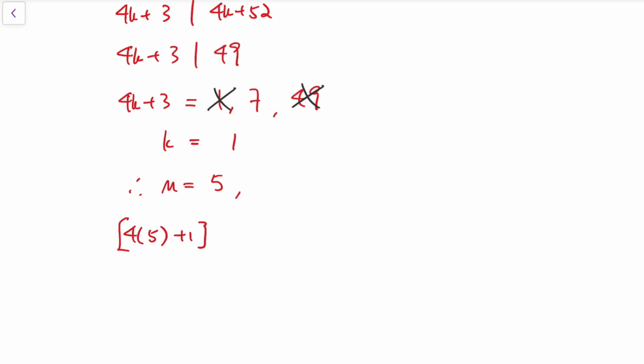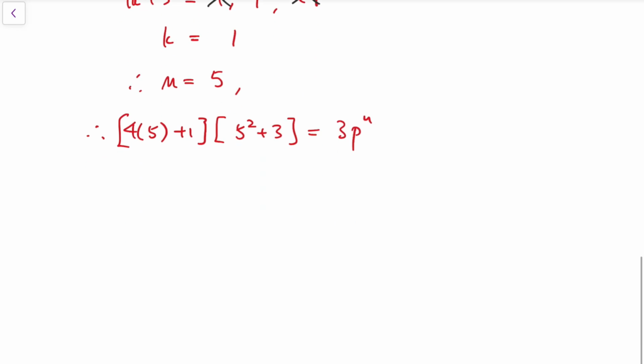go back to 4m plus 1 times m squared plus 3 equals 3 times p to the power of n. And simplifying, we have p to the power n equal to 196. But that's not going to happen because 196 is 14 squared. It's a power of a composite number, but not a prime number. So no solution for this case.